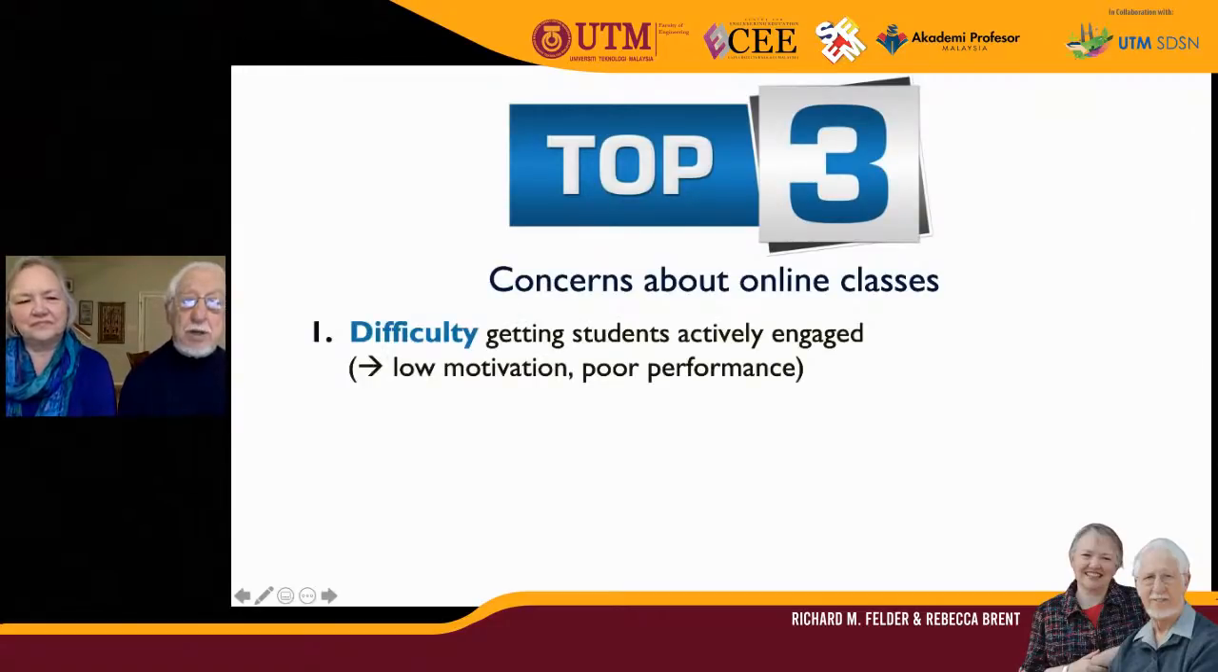So let's look at the three top concerns that we have found in our studies of the subject. Probably the biggest one is just the difficulty of getting students actively engaged in an online environment. Many instructors know that active engagement is a very important component of effective instruction. They've heard about active learning, they may have used active learning, they've read the literature, and they know that people learn by doing things and getting feedback on what they've done. They don't learn just by sitting and having somebody tell them what they're supposed to know. And so although they know active engagement is very important, they may be new to online teaching and they may not really know how to get active engagement. And this is a major concern.